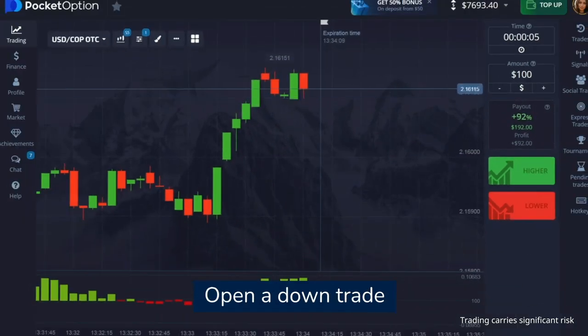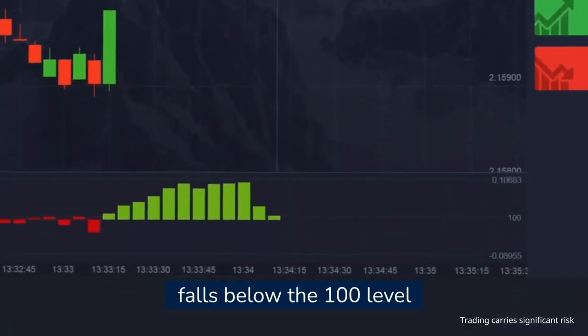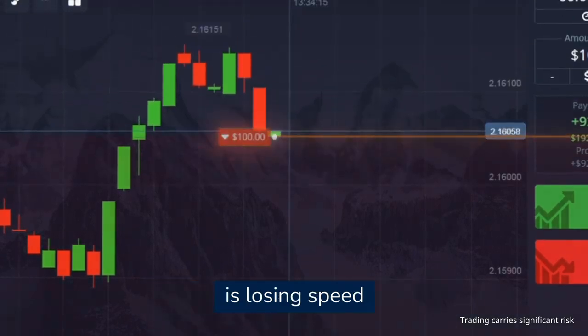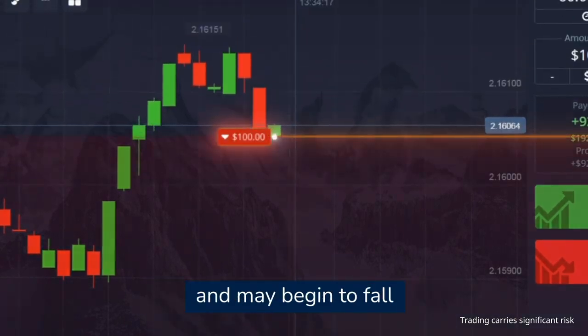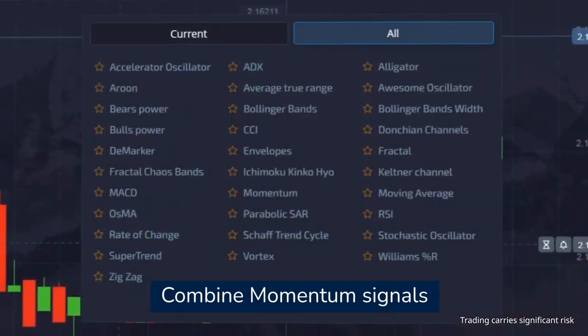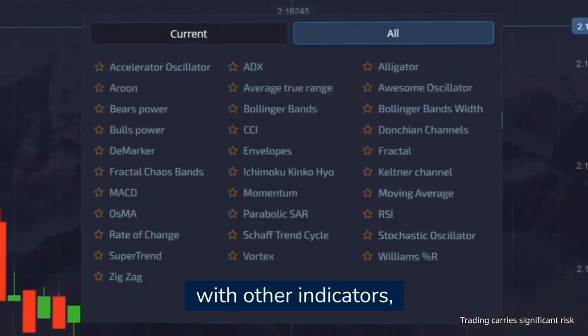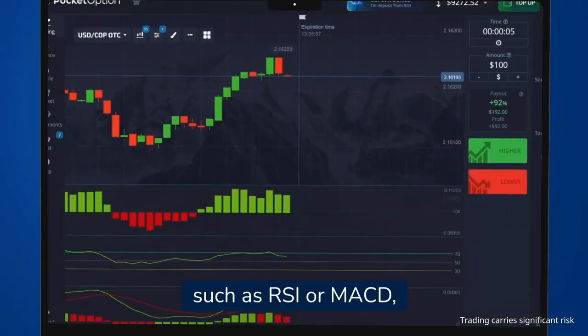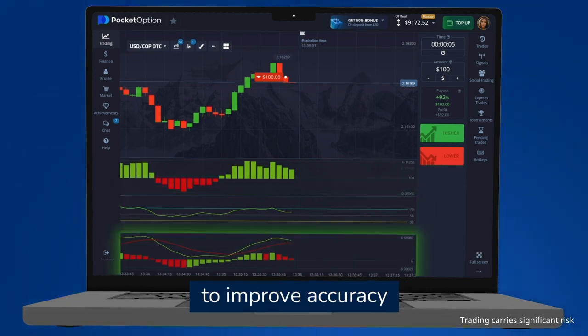Open a down trade when the momentum line falls below the 100 level. This is a signal that the price is losing speed and may begin to fall. Combine momentum signals with other indicators such as RSI or MACD to improve accuracy.